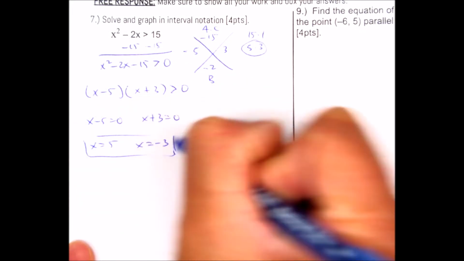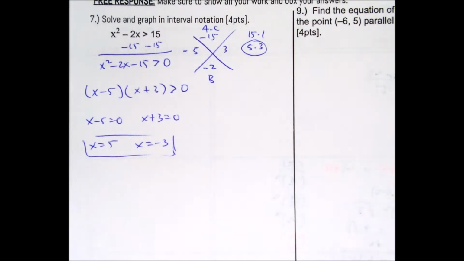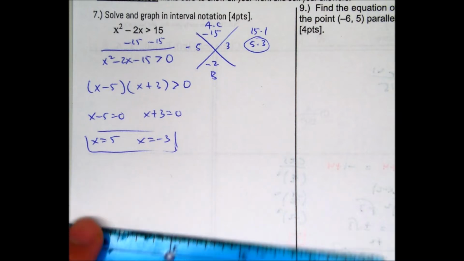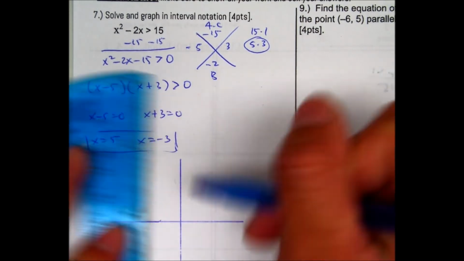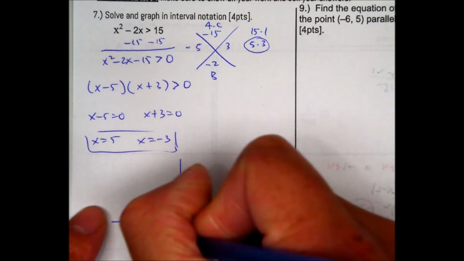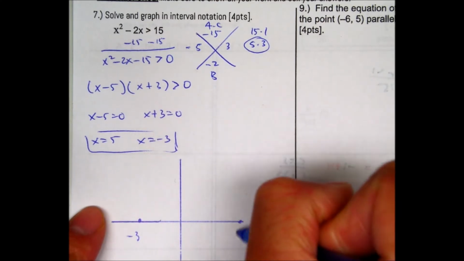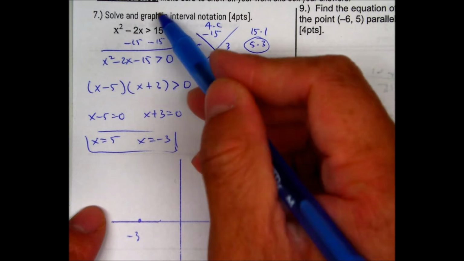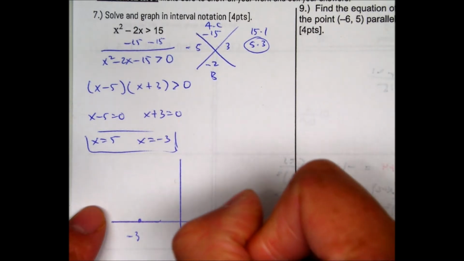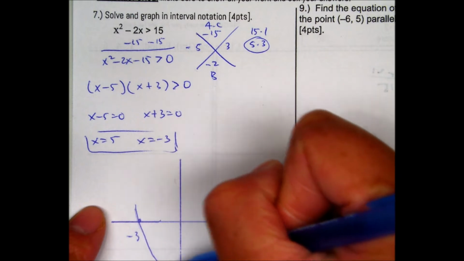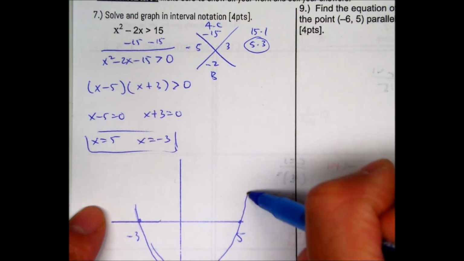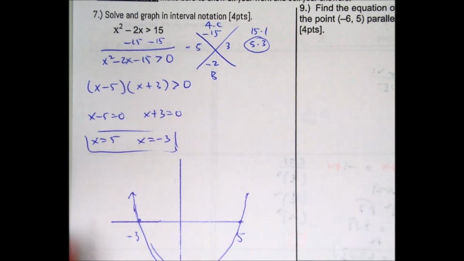Now, these are my x-intercepts for my graph. Give yourself a quick visual. So negative 3, 5, y-intercept of negative 15. So graph might be minimum somewhere over here. So the graph's going to look like something like this.